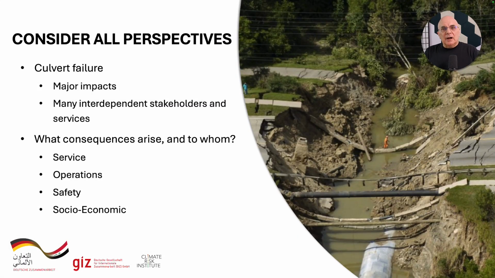So here, consider a culvert failure that occurred in Toronto a number of years back. There were major impacts. Major independent stakeholders and services were affected. So when we're looking at this, how do we consider consequence? Are we talking about the service to the public or the effect on operations directly? Safety of the public, safety to operations, socioeconomic impacts in the short and long term? So we need to think about how we would score this from the various perspectives of the various people at the table. This helps us develop a robust risk profile.